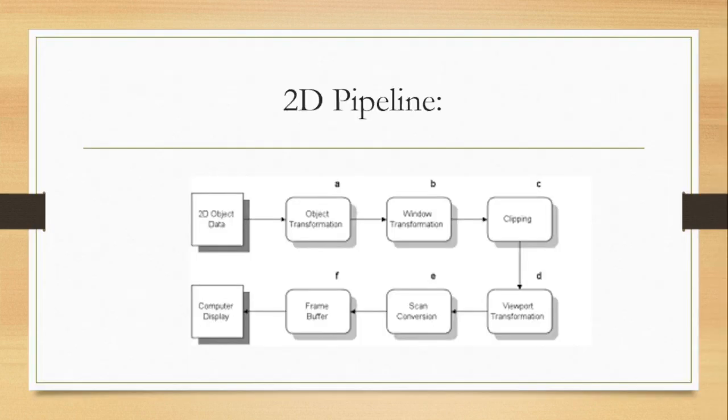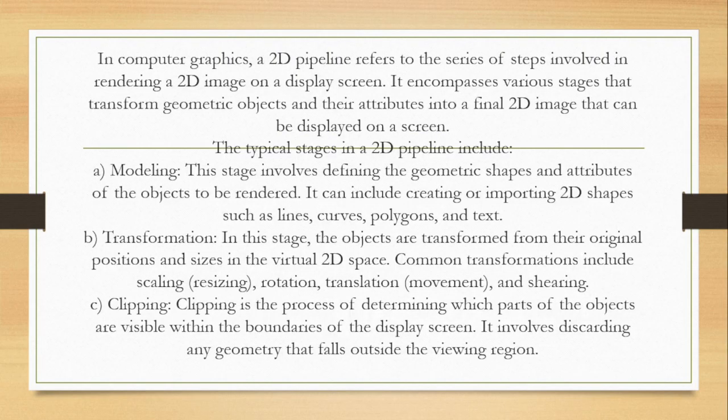So starting with 2D pipeline, we have this diagram: 2D object data, object transformation, window transformation, clipping, viewport transformation, scan conversion, frame buffer, computer display. In computer graphics, a 2D pipeline refers to the series of steps involved in rendering a 2D image on the display screen. It encompasses various stages that transform geometric objects and their attributes into the final 2D image that can be displayed on the screen.